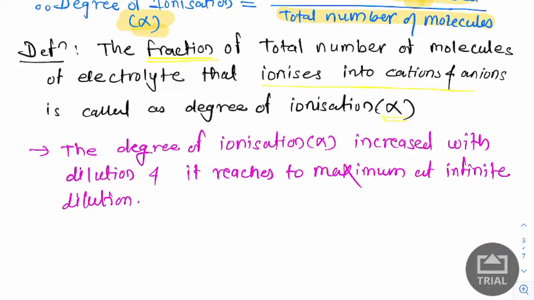The degree of ionization increases with dilution, and it reaches a maximum value at infinite dilution. This sentence is important and can be used for MCQ examinations. So as you go on diluting the solution, what is the effect on the degree of ionization? When dilution increases, the degree of ionization of a weak electrolyte increases.